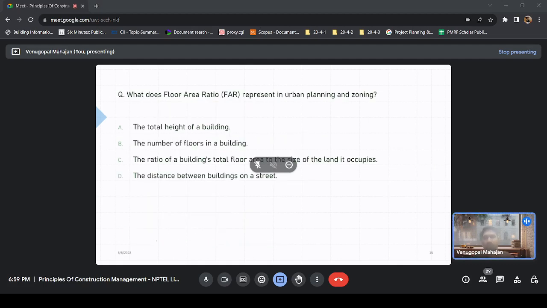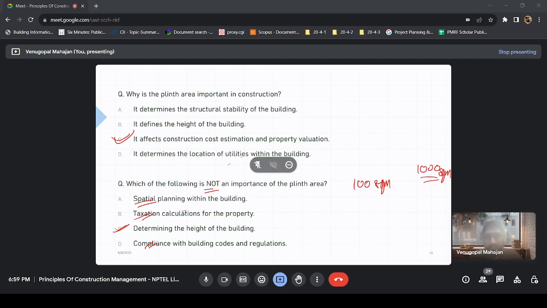Okay, so now coming to another. Sir, sorry to disturb. Yes, sir, please feel free to use your mics. Sir, I wanted a bit of clarification on option A, spatial planning within the building. Okay, spatial planning within the building. So let's do one thing. We will move on to plinth area rates by CPWD for Delhi circle, and in that case I will show you from the booklet itself. Will it be helpful? Sir, fine.